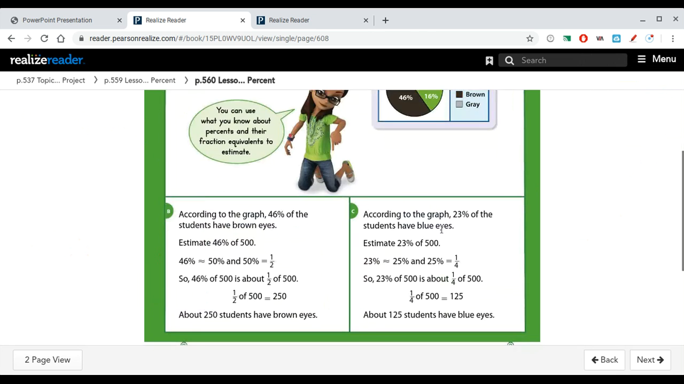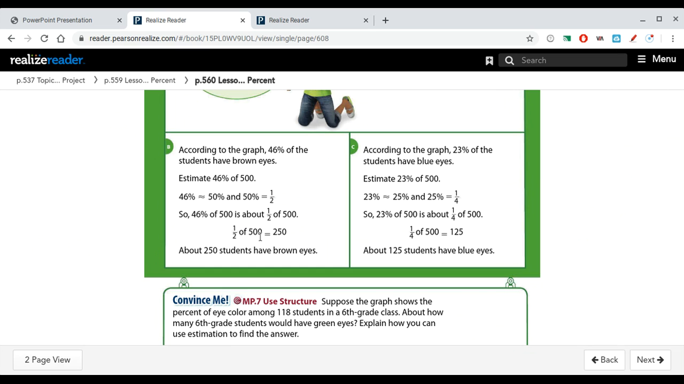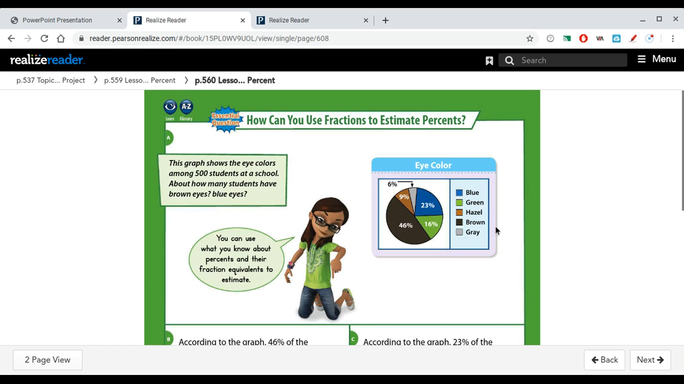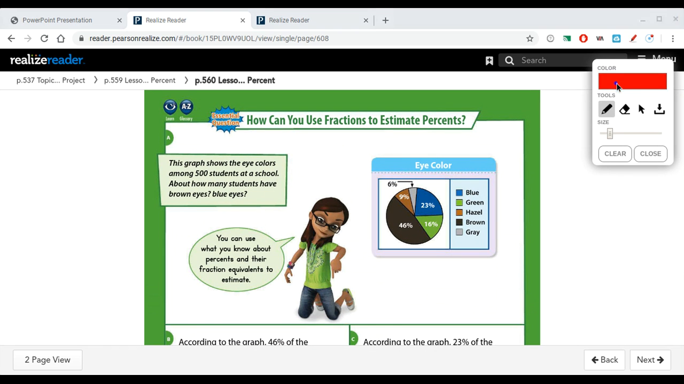All right, so let's go to the Convince Me. If you take a look here, here's how they did it. Again, very similar to the steps that I did when doing this. If we look at our Convince Me, it says, suppose the graph shows the percent of eye color among 118 students in the 6th grade class. About how many 6th grade students would have green eyes? Explain how you can use estimation to find the answers. So we're looking at now 116 or 118 students. So I'll do 118 students and 16%.